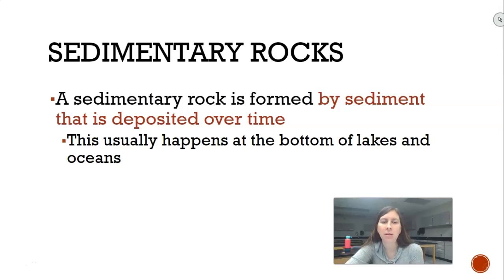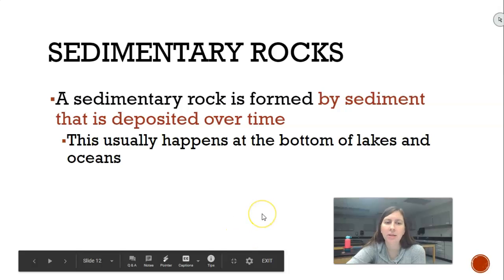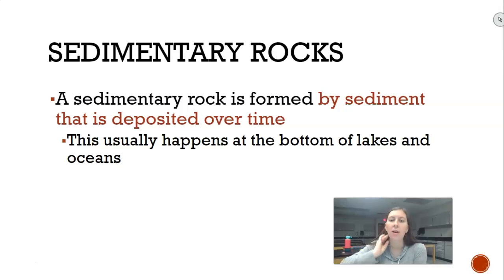So sedimentary rock is formed by sediment that is deposited over time. So sediment is just teeny tiny little pieces of rock. So if you have ever seen sand, especially looked close up, sand is basically just teeny tiny little pieces of rocks. And that's what sediment is. Sand would be an example of a sediment. So these sediments, these little pieces of rock, are deposited or kind of stacked over time.